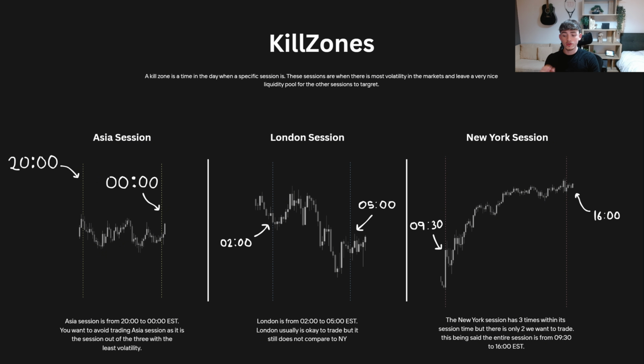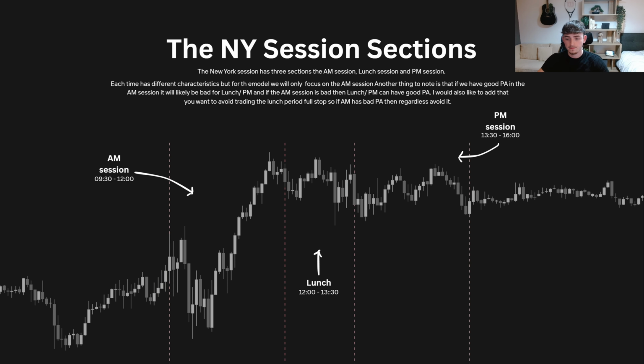There are also only 2 times we want to be trading the New York session. Now, so they're split into 3, but there's only 2 we want to trade. Let's move into that. The New York session sections. The New York session has 3 sections: the AM session, lunch session, and PM session. Each time has different characteristics, but for the model, we will only focus on the AM session.